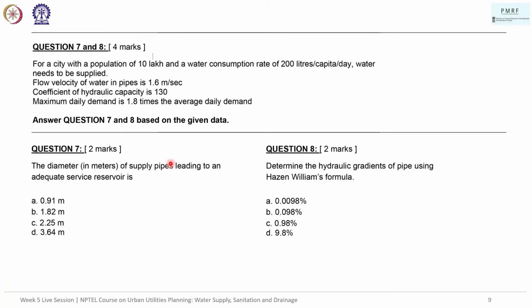Let's delve into a couple of numericals. First set of numericals. For a city with a population of 10 lakh and a water consumption rate of 200 liters per capita per day, water needs to be supplied. Flow velocity of water in pipes is 1.6 meters per second. Coefficient of hydraulic capacity is 130.